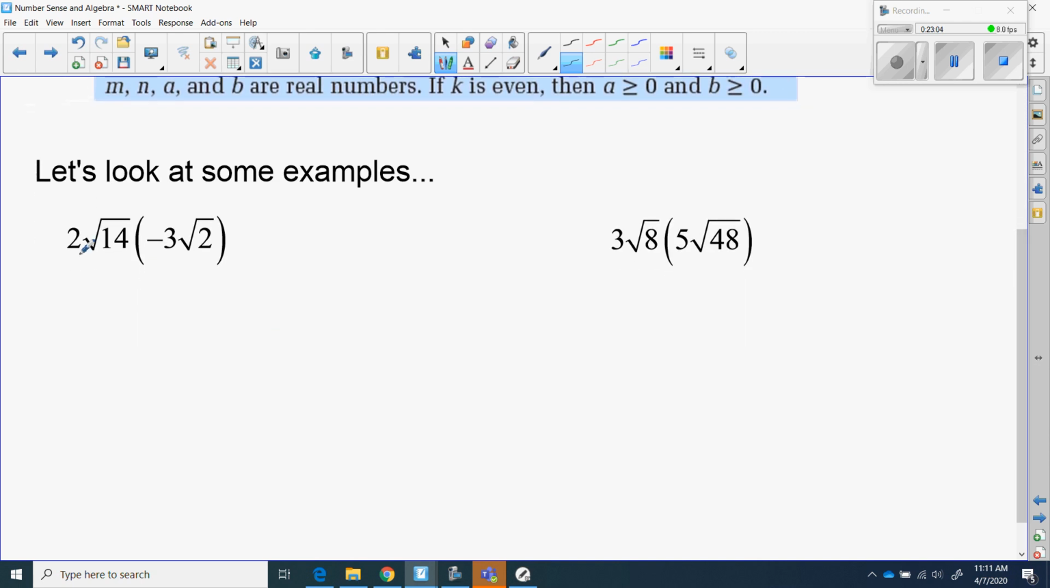Well, if I look at the first one, they're both square roots, so that's good. That means I can multiply them together. I think you'd agree they are multiplied because of the brackets here. So this one is multiplied by this. According to our property up above, we're just going to multiply the coefficients. So 2 multiplied by -3, I'd get -6.